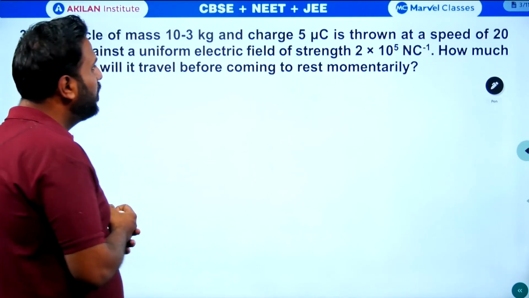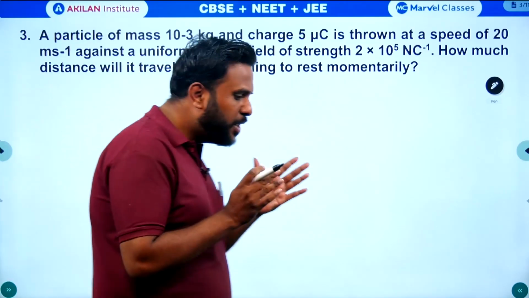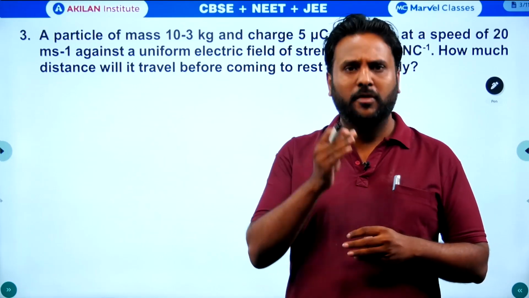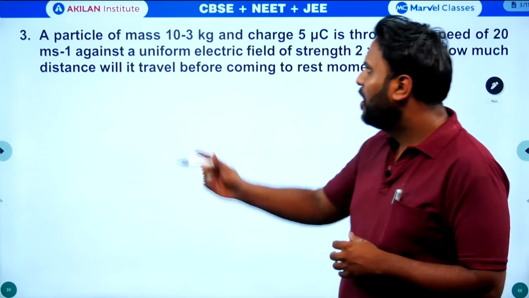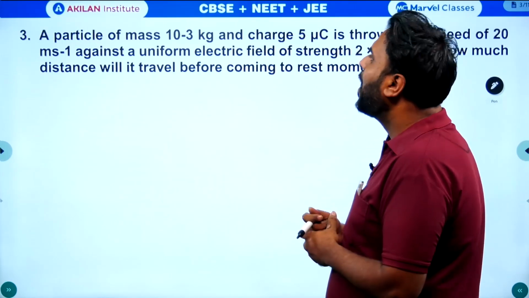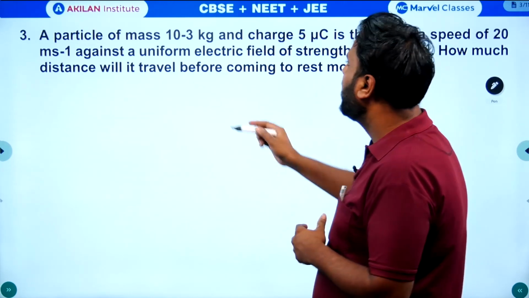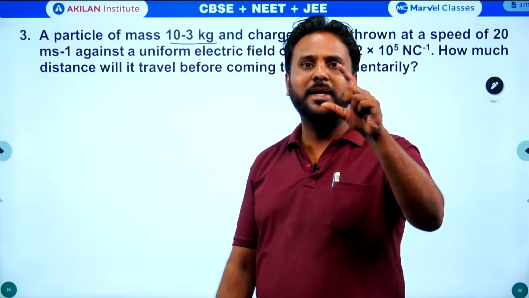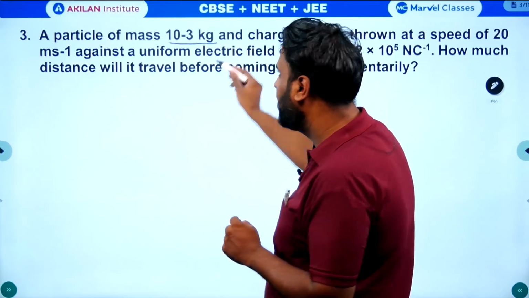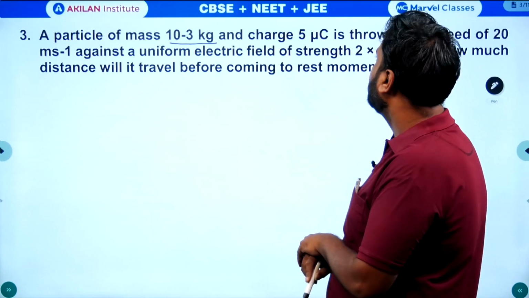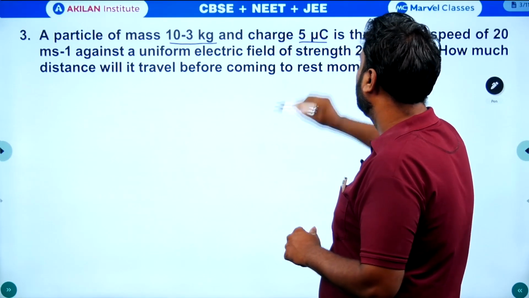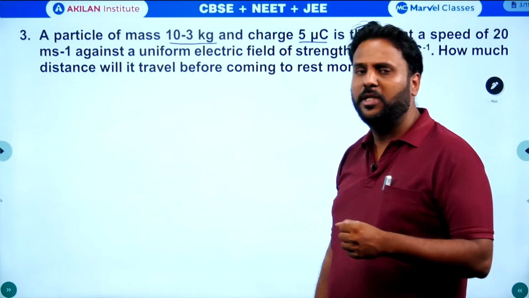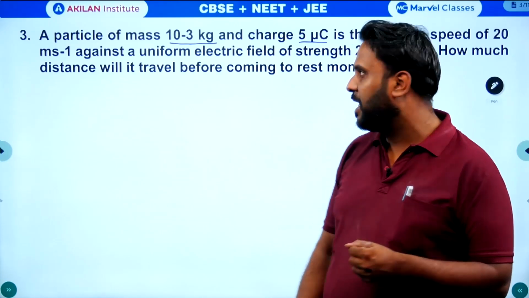First, when you start a problem, we need to read the problem very clearly. This is a very important thing which everyone has to listen to. First, what has the problem given? A particle of mass 10 to the power minus 3 kg. 10 to the power minus 3 is called milli. And a charge of 5 microcoulomb. Micro is mu, which is 10 to the power of minus 6, right?